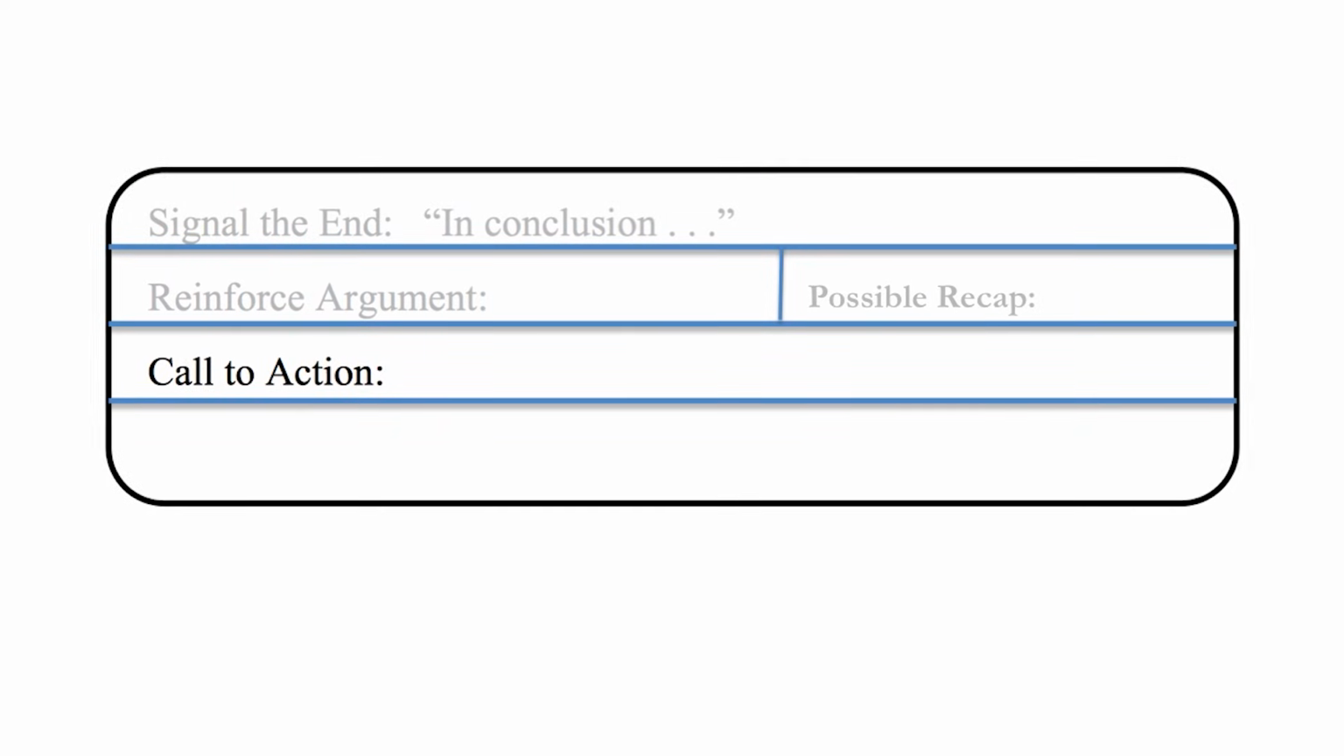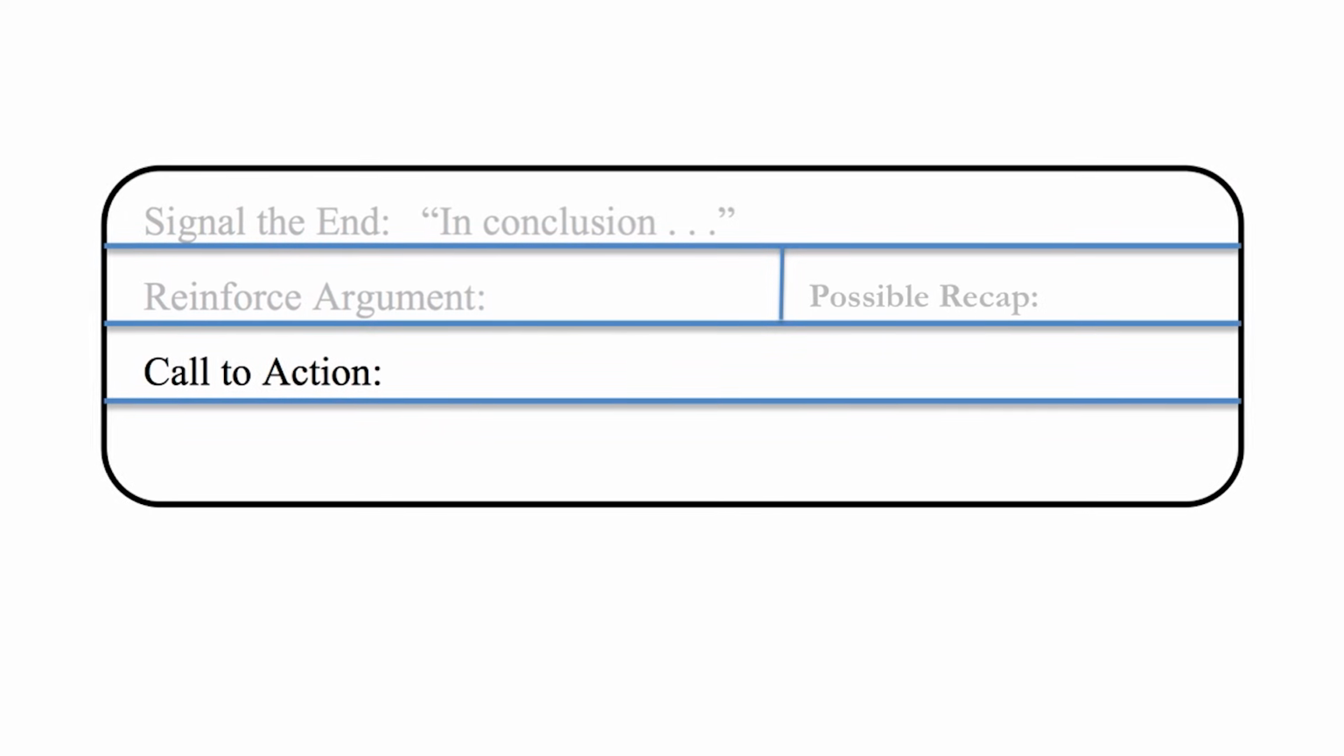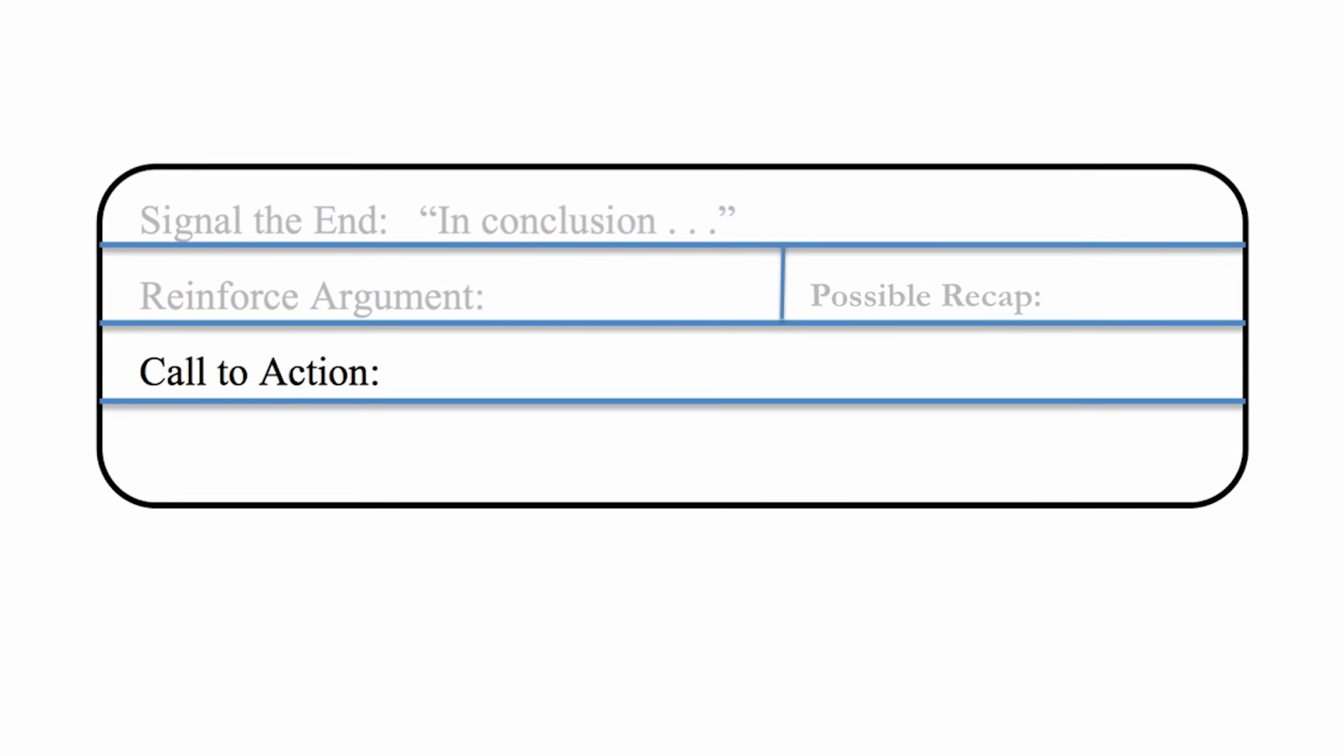The fourth part is a call to action. If you're doing a presentation that's persuasive in nature, this is really important. Not quite as important in an informative presentation, but it's really important in a persuasive presentation where you're calling people to action. You want them to sign that petition. You want them to donate money. You want them to commit to a certain action in the workplace.